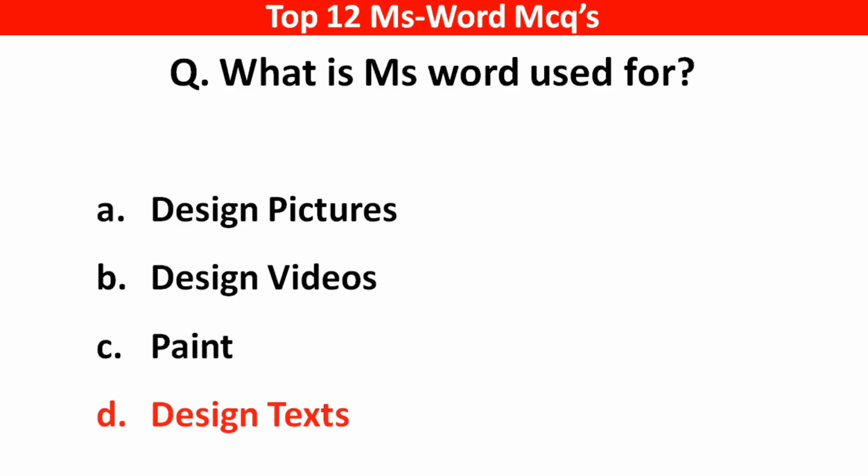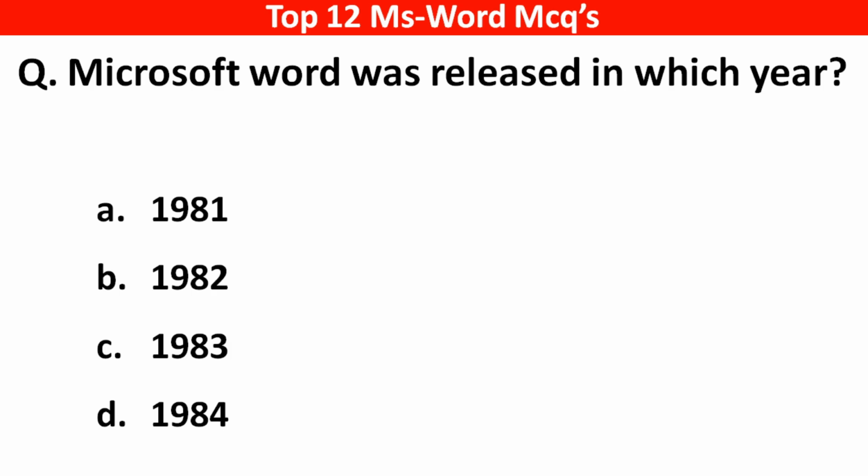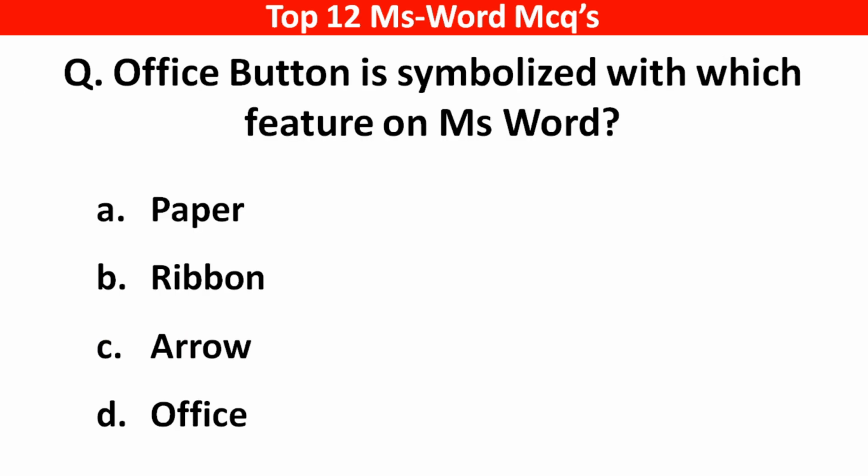Next question, Microsoft Word was released in which year? Right answer is option C, 1983. Next question, Office button is symbolized with which feature on MS Word? Right answer is option B, ribbon.